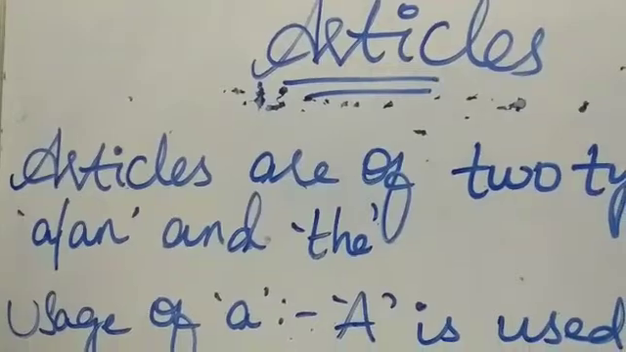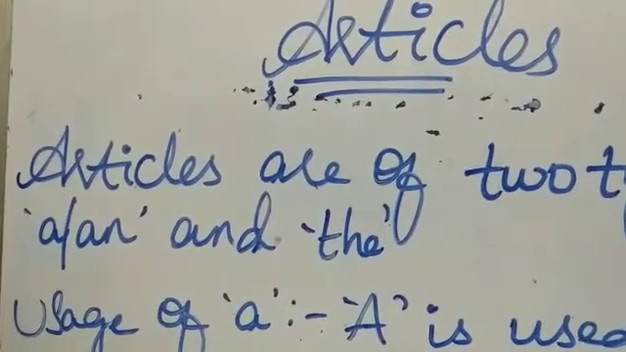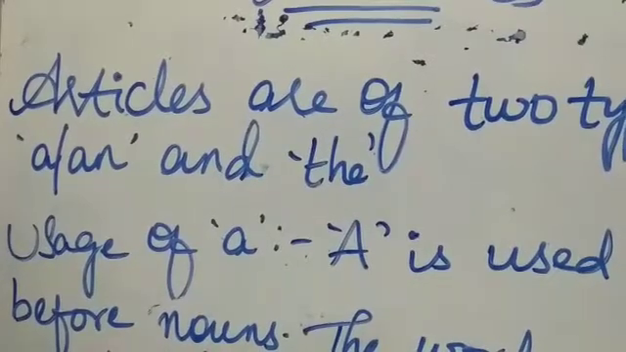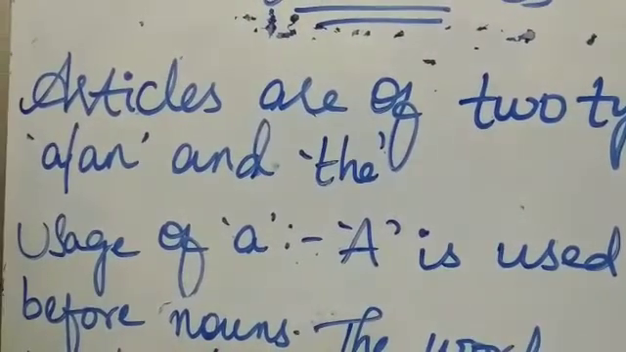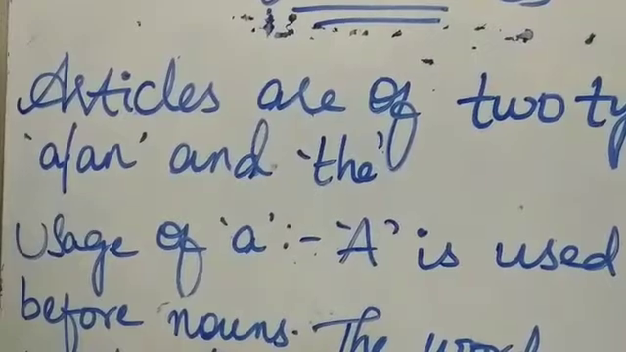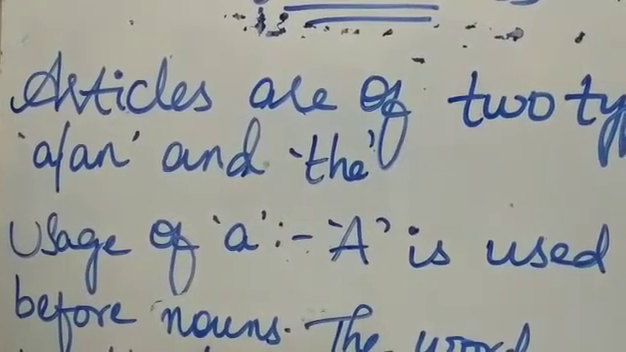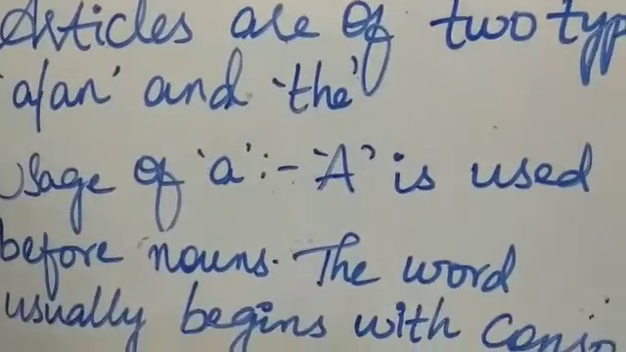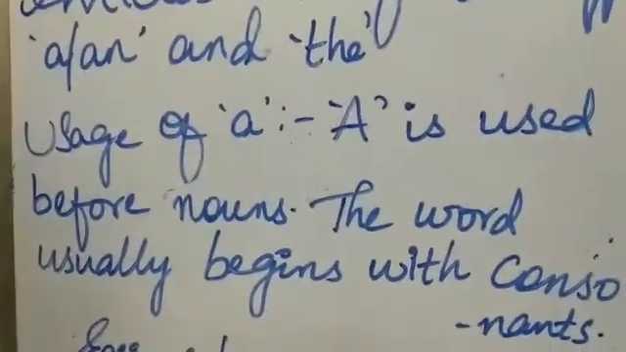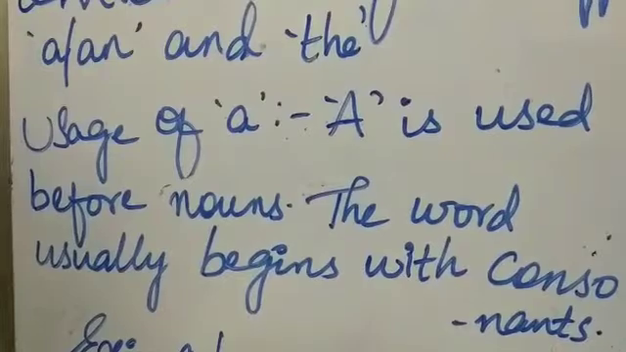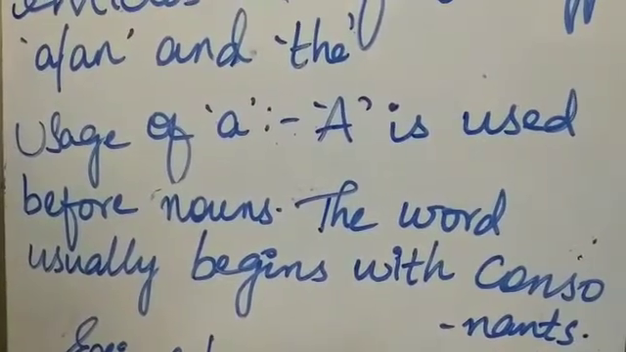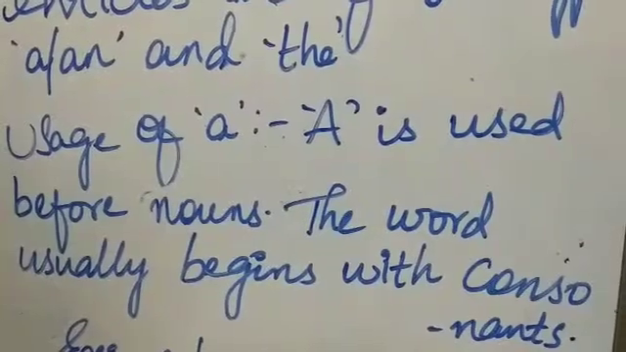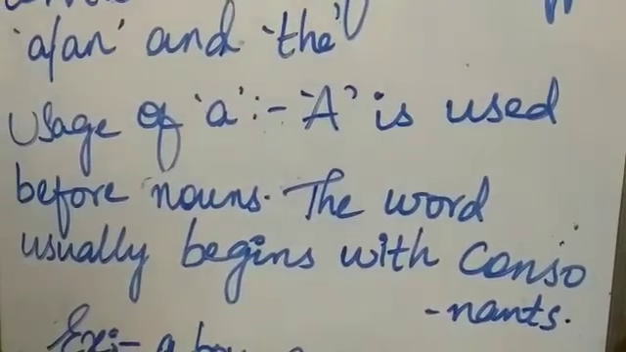So let us learn the use of a. Mostly the word a we use before consonants, and mostly for a singular noun. Noun, everyone knows, is the naming word for any object. So here a is used before nouns, and the word usually begins with consonants.